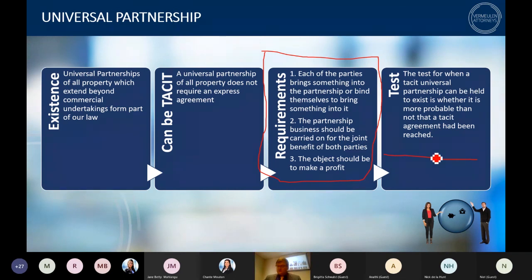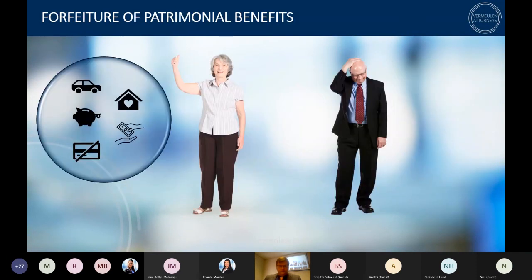Right. Now I'm going to go into forfeiture of patrimonial benefits, which is a very, very contentious topic. There are a lot of judgments in the High Court, which I'm not going to bore you with on these, most of them, in fact, unreported judgments.